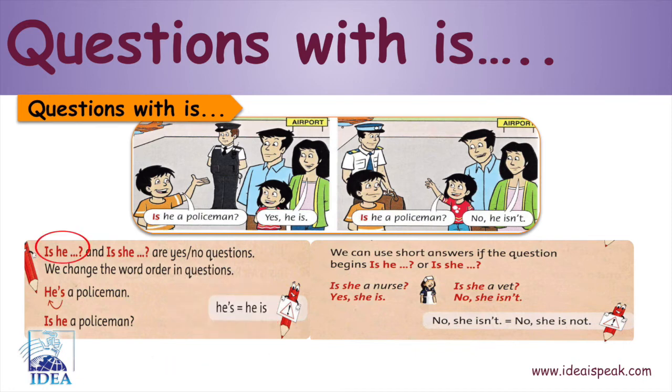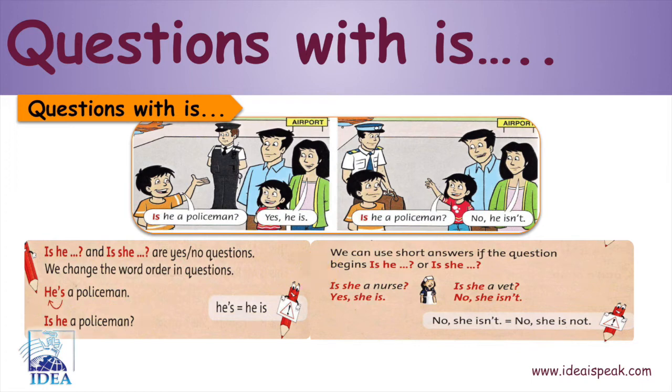Is he and is she are yes or no questions. We change the word order in questions. He is a policeman. We move the is to the beginning, to the front of the sentence. So it changes to, is he a policeman?